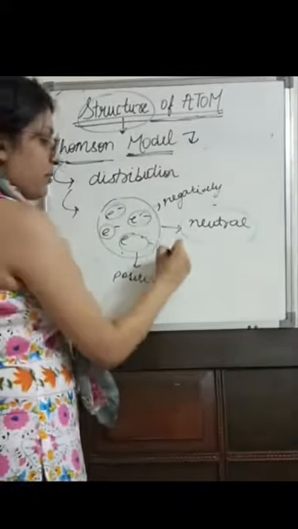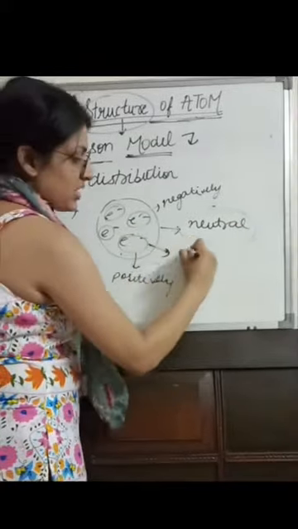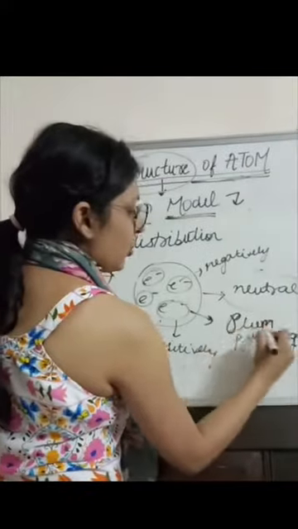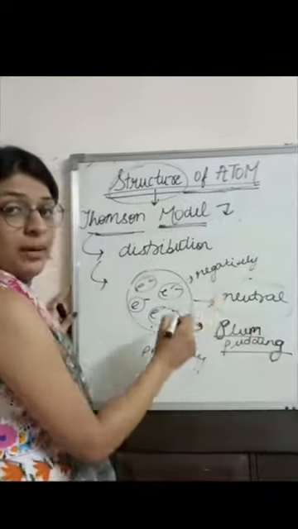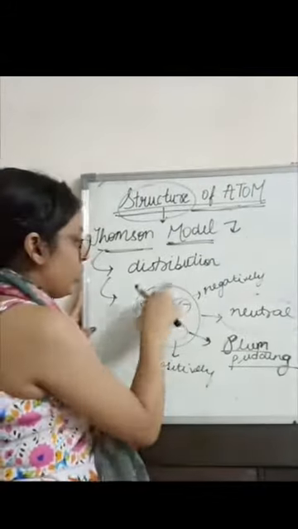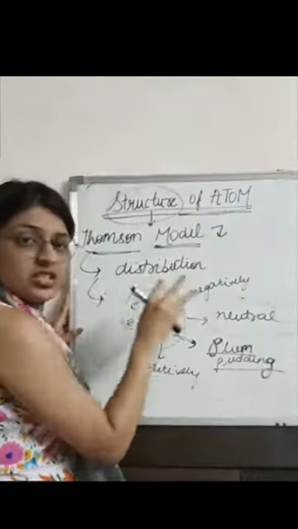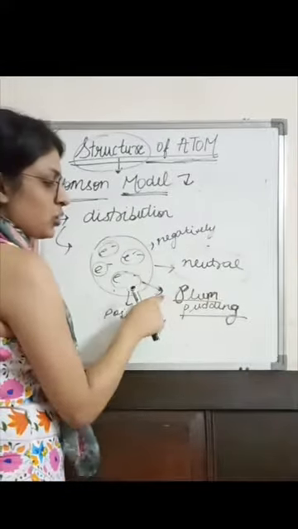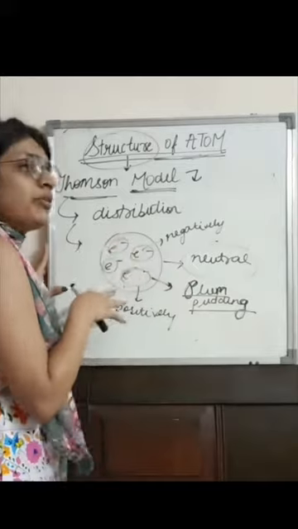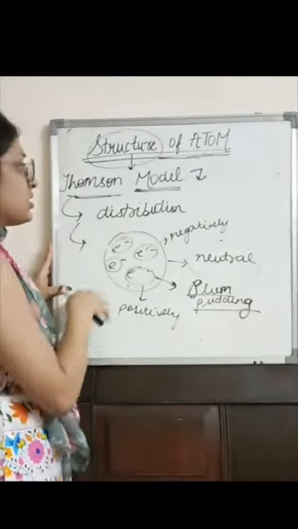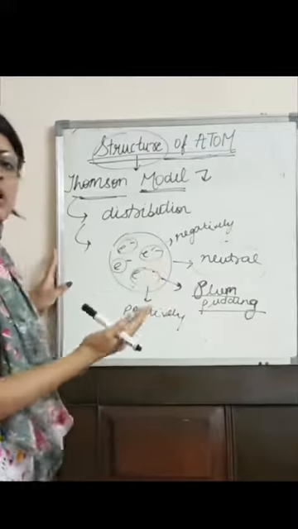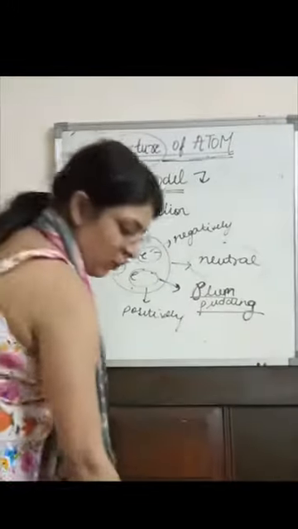This model was also known as the plum pudding model. It was compared to a plum pudding, as it seemed like a pudding onto which raisins are placed. This model failed as during further investigations made by the scientists, it was not consistent. So we came across the Rutherford model, which we are going to discuss now.